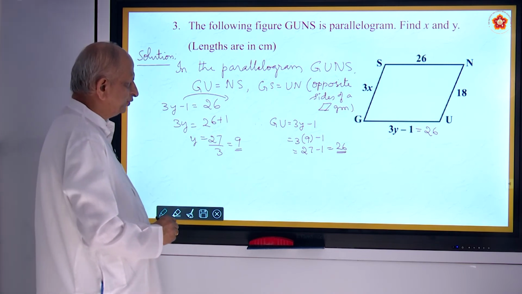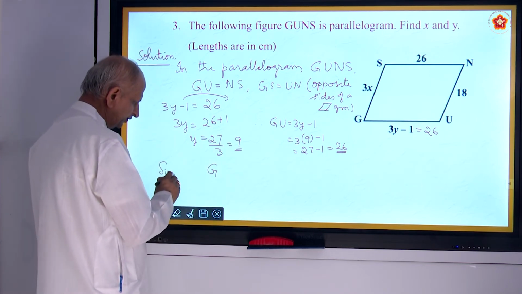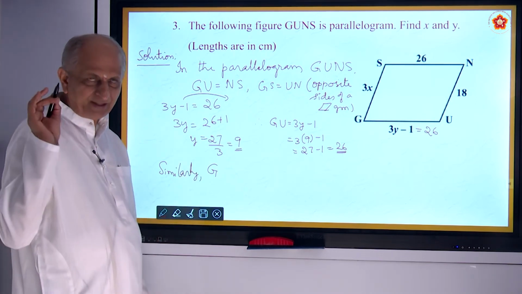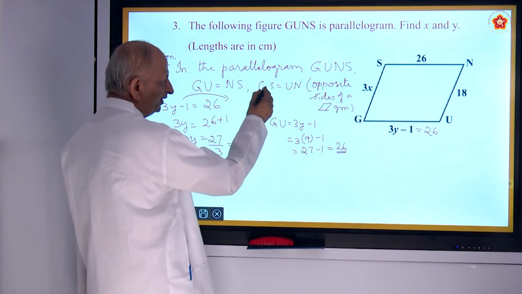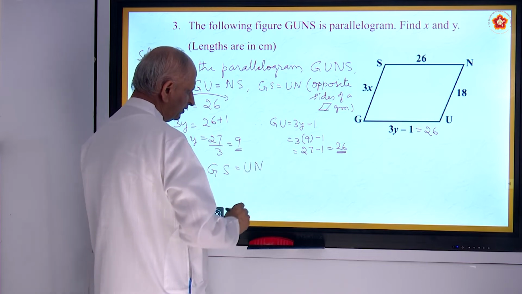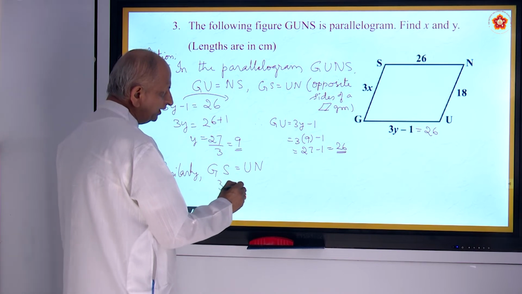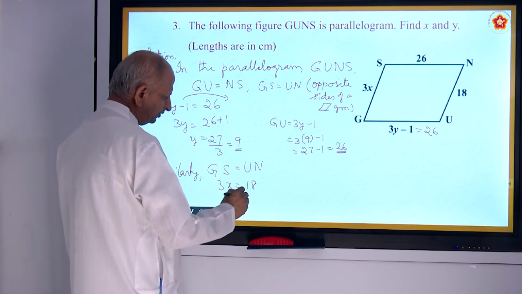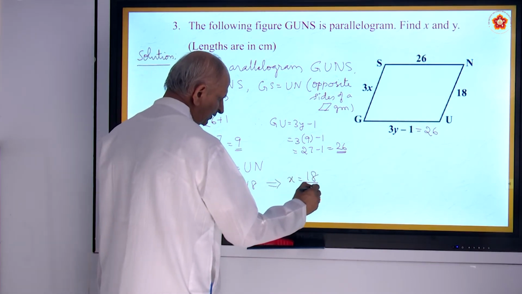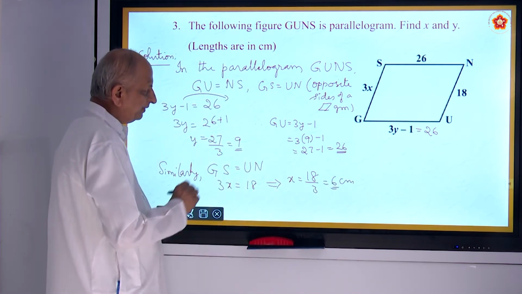Similarly, if you take the other two sides, how do you write similarly? As the previous one. So, similarly, GS is equal to UN. Side GS is equal to side UN. GS is given as 3x. What is UN? 18. So, if 3x is equal to 18, what does it mean? x is equal to 18 by 3, that is 6 centimeters. All are centimeters only.